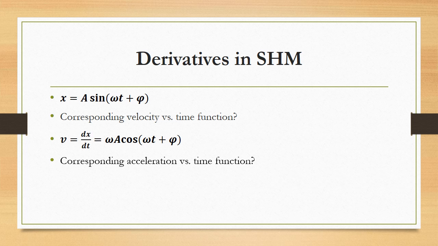Same process as before. Your inside argument is the same, so its derivative is still omega. And now we just multiply it by the new coefficient out front. So we get omega times omega, or omega squared A. And then cosine's derivative is negative sine, so we end up with negative omega squared A sine of omega t plus phi.